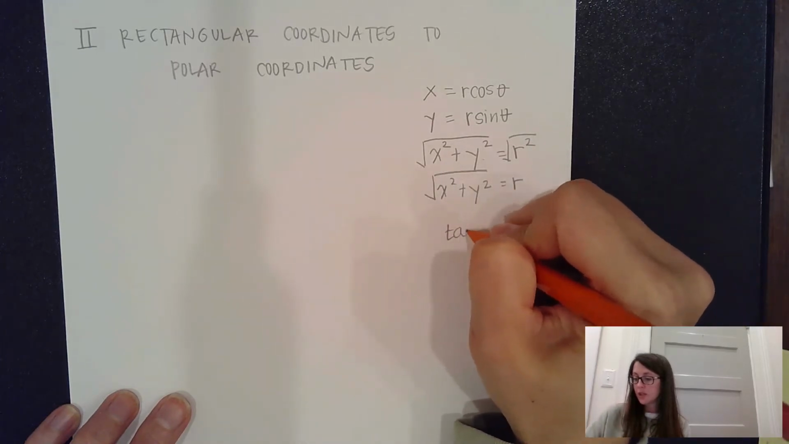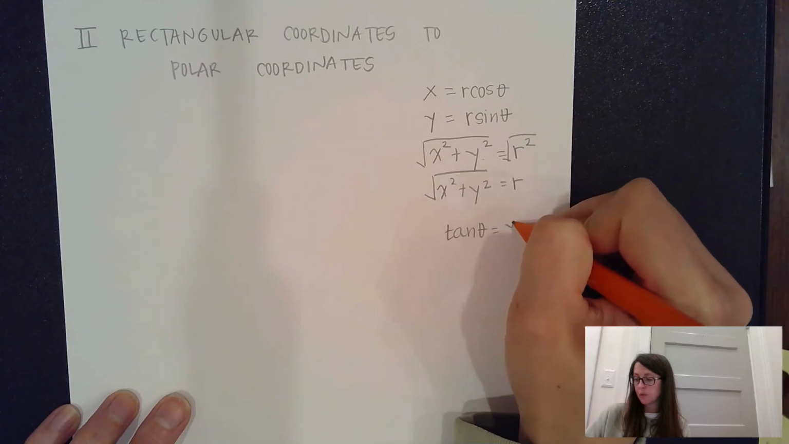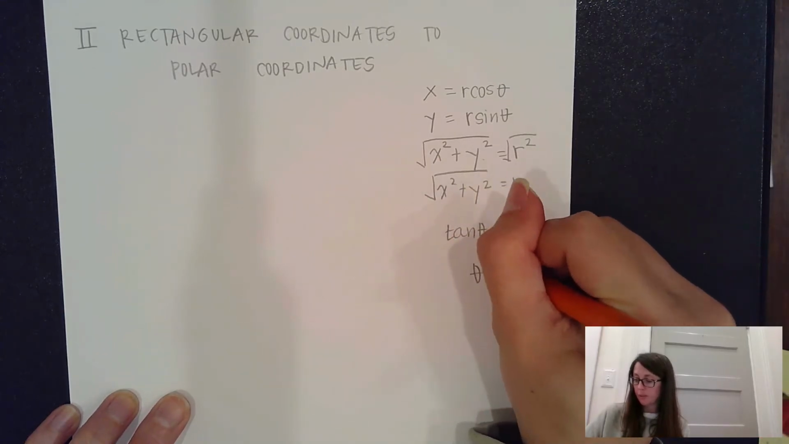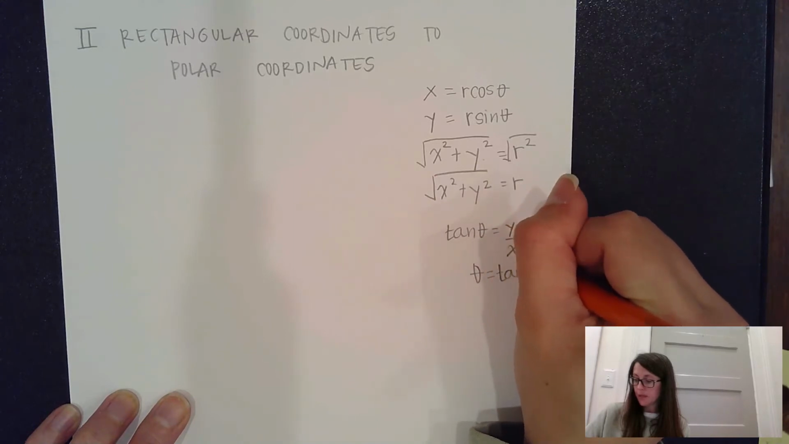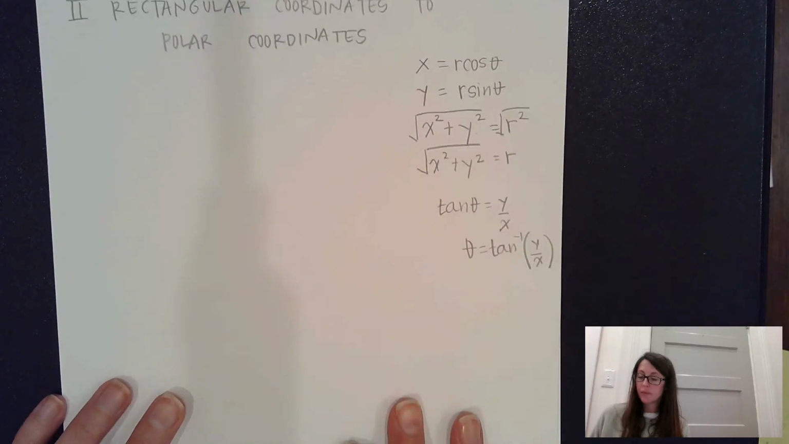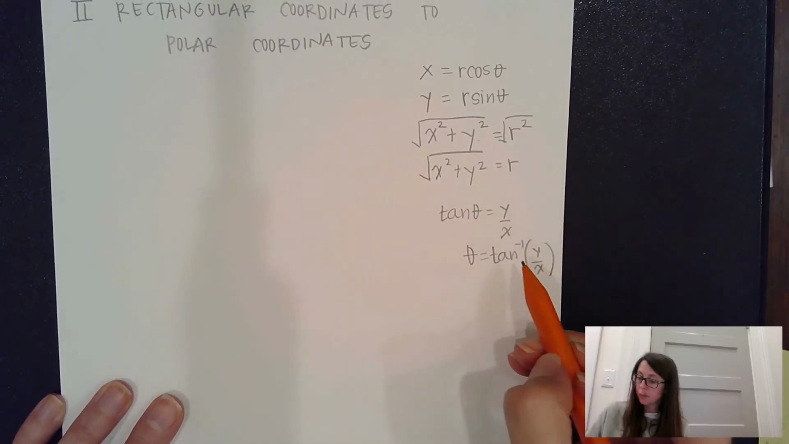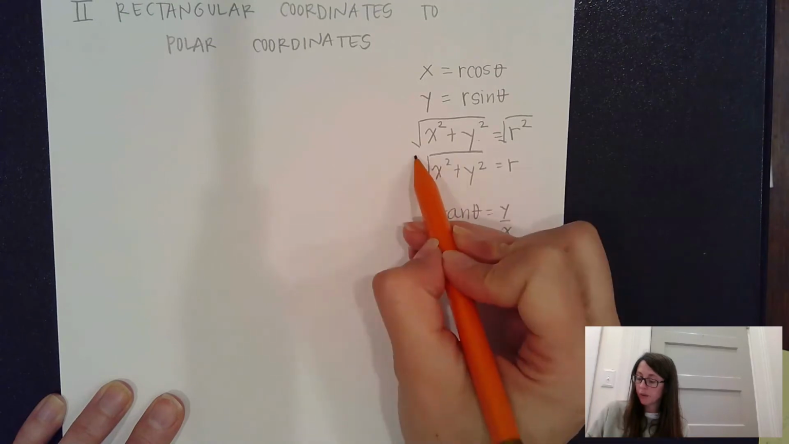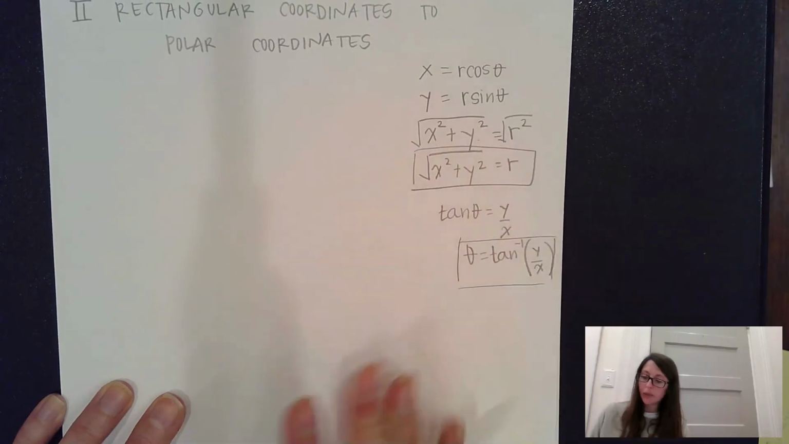And then you'll have tangent of theta is going to be equal to y over x. So remember, theta would be the inverse tangent of y over x. So to change from rectangular to polar, these are the two equations that you need. Okay, this is what you'll be using.